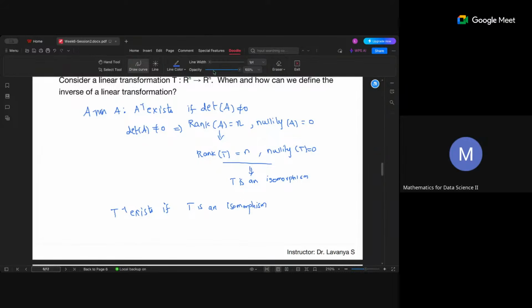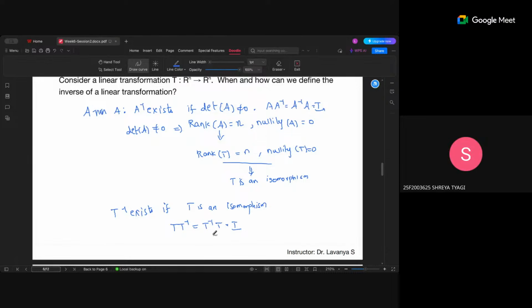Okay. And how can we define the inverse of a linear transformation? So here, how do we define a matrix which satisfies this condition? It is the inverse of the matrix, and then you have some formulas there. In the same way, a transformation which satisfies this condition, where this I is the identity transformation, is called the inverse of a linear transformation. Is that fine? Yes, ma'am.